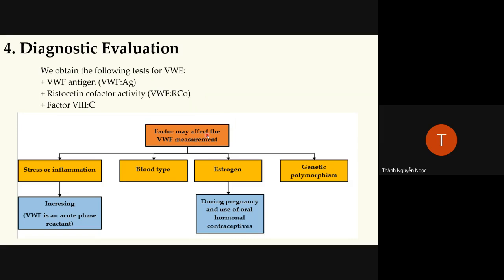VWF levels are affected by blood type. Type O individuals have plasma levels 12 to 30% lower than type A, type B, or AB. Estrogens increase VWF level, for example during pregnancy and use of oral hormonal contraceptives. Genetic polymorphisms in some populations, for example African Americans, can reduce VWF values in laboratory tests without affecting function.